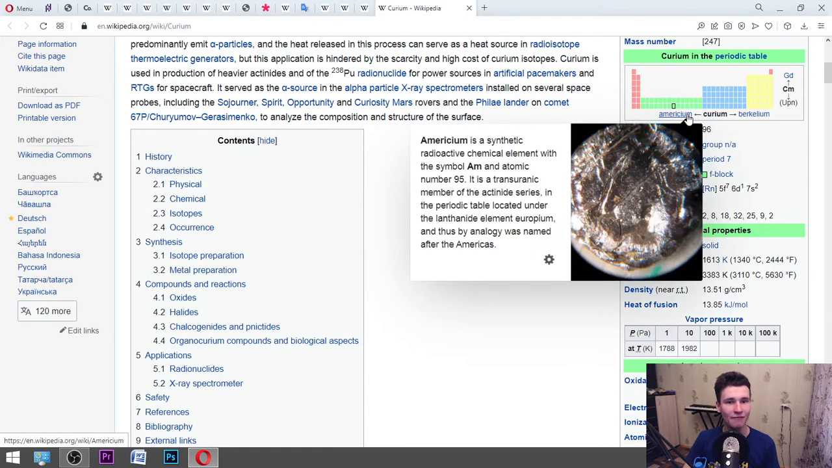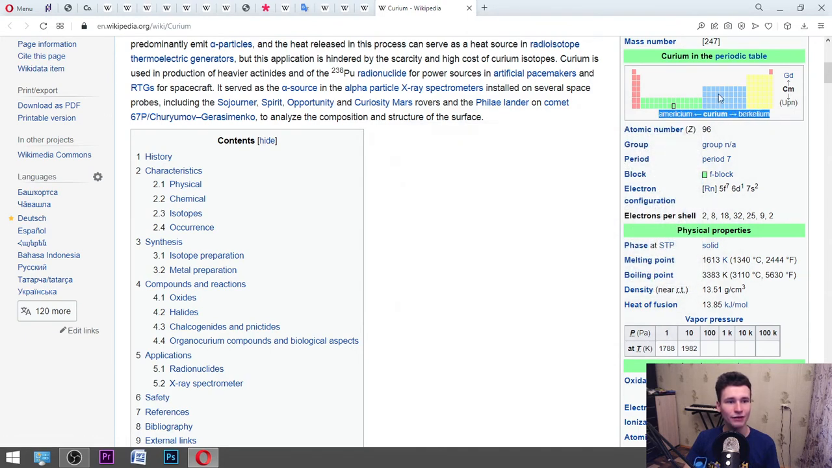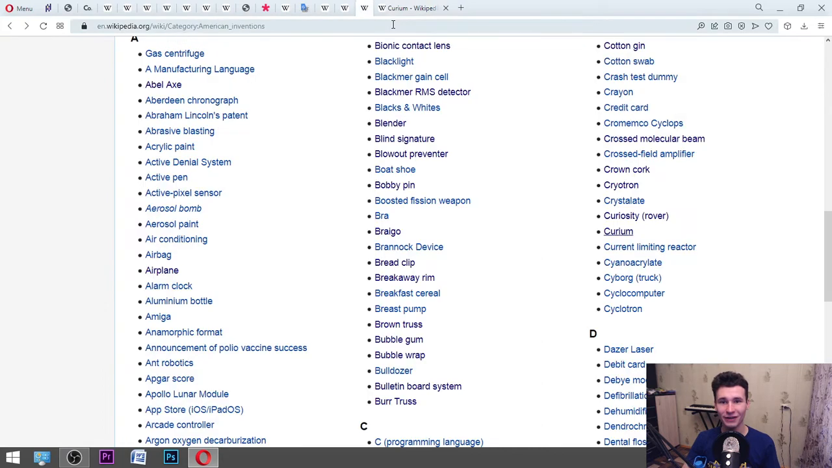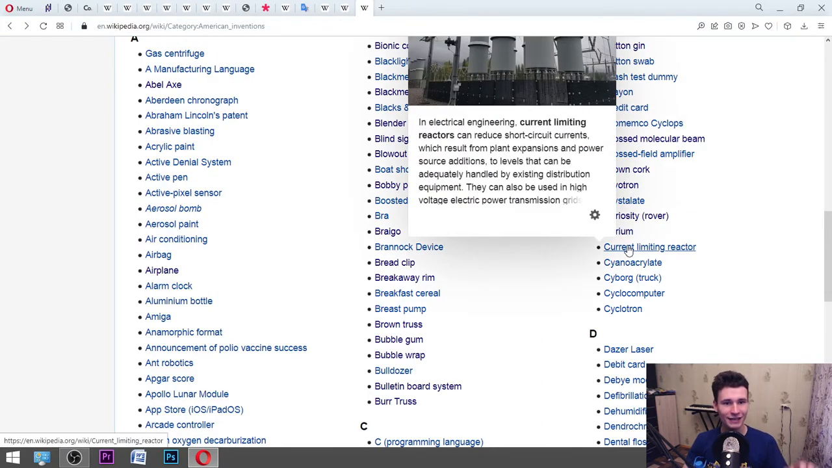We have also americium and berkelium. One moment, it is actually americium, left-pointing arrow, curium, right-pointing arrow, berkelium.